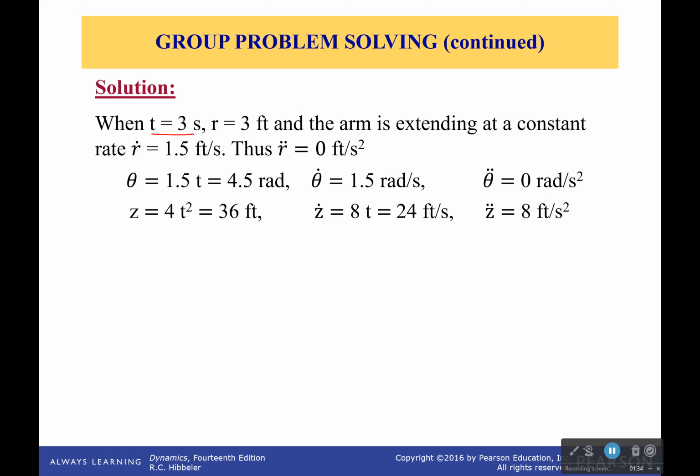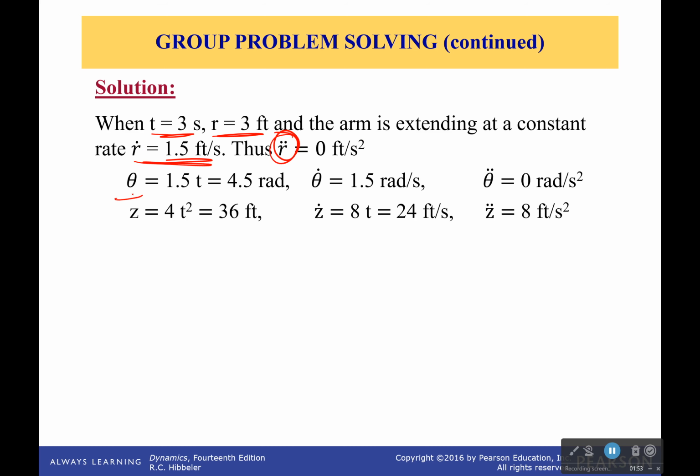So when t equals 3 seconds, we know that r is equal to 3 feet. That's what we said at the beginning of the problem statement. And the arm is extending at a constant rate. If it's a constant rate, that means that r double dot is going to be 0. But r dot does not change with time.